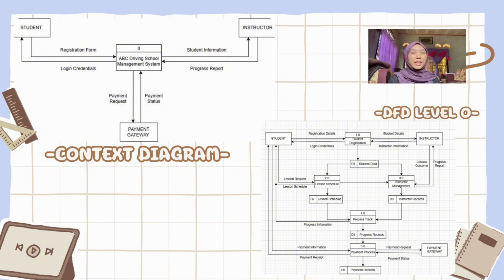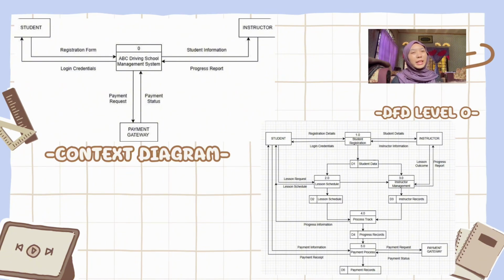Next, the system sends the student information to the instructor, while the instructor sends back the progress report after monitoring the student performance. Lastly, for payment, the system sends a payment request to the payment gateway, and the payment gateway returns the payment status to the system.